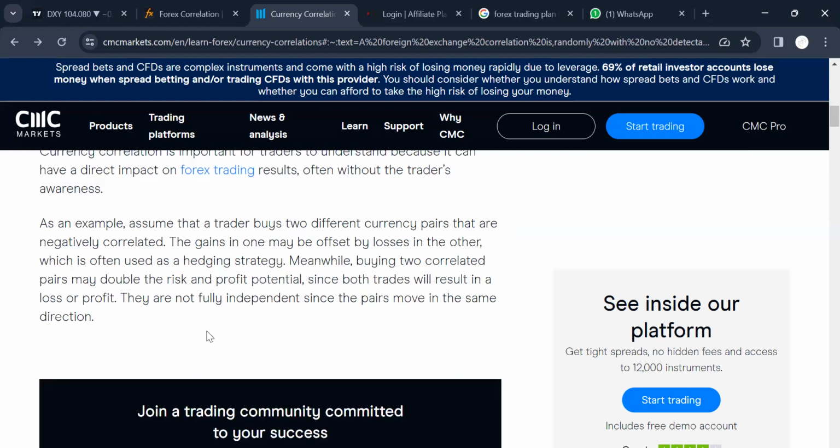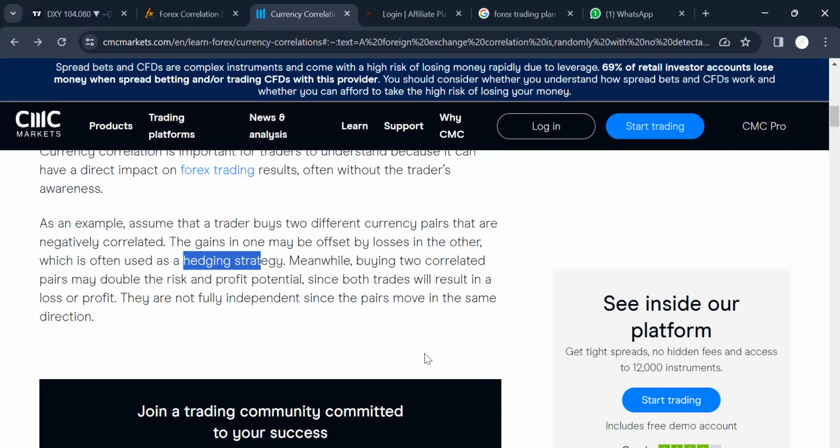Now, as an example, assume that the trader buys 2 different currency pairs that are negatively correlated. The gains in one may be offset by losses in the other, right? Which is often used as a hedging strategy. Meanwhile, buying 2 correlated pairs may double the risk and profit potential. Don't worry, let me read our explanation. Since both trades will result in loss or profit, they are not fully independent since the pairs move in the same direction.